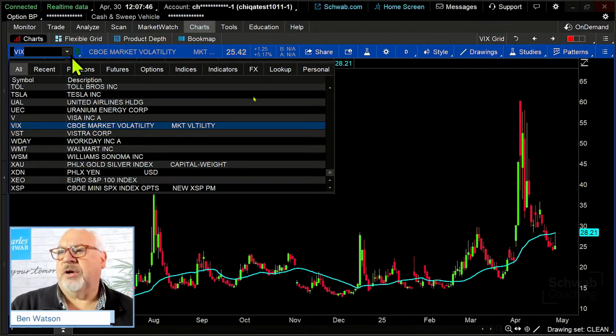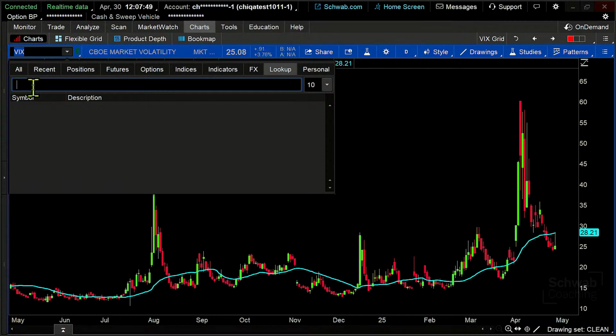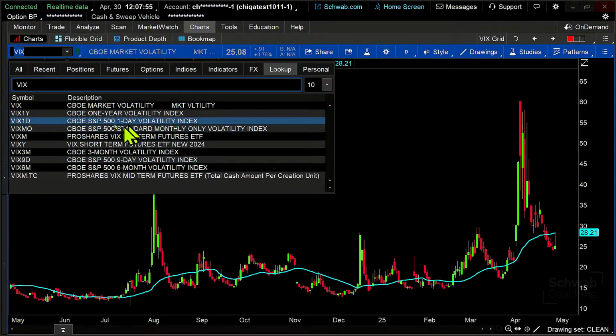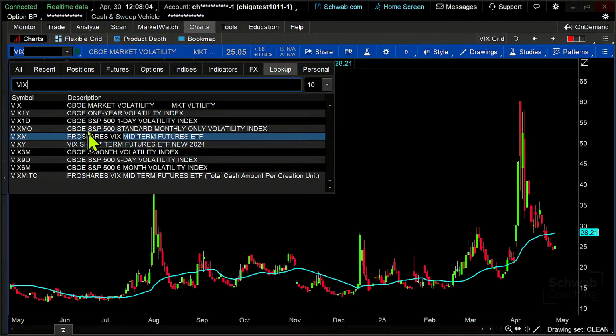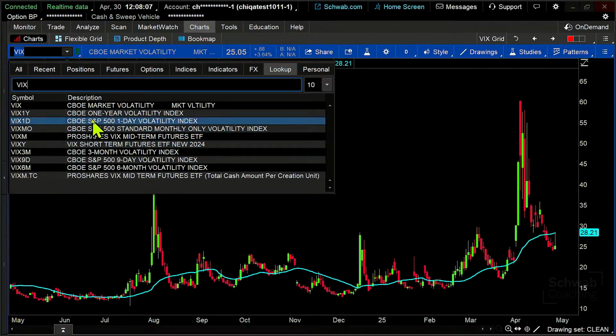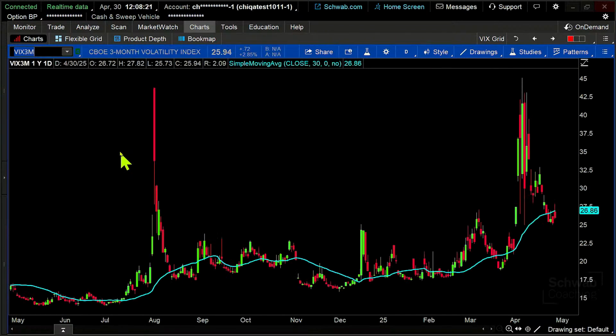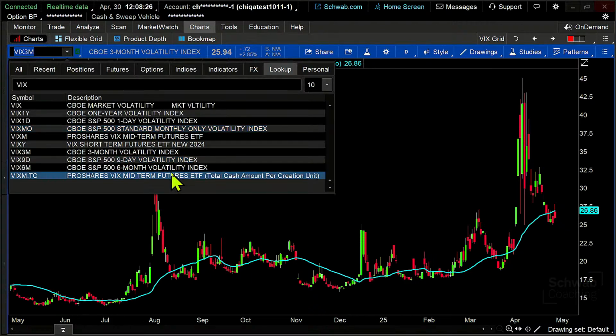So we're going to come back in here and go to our lookup, and I'm just going to type in VIX. And as I do that, you're going to see that this populates a number of different symbols that begin with VIX. So we've got a 1-year volatility index, which is a longer average. We've got a 1-day VIX, which is a shorter average of VIX. Some traders will use the comparison between the 30-day VIX, which is the symbol VIX, and the 3-month VIX, which is oftentimes a little bit different and tends to be a little bit higher. And so that tends to give a little bit of a comparison here.